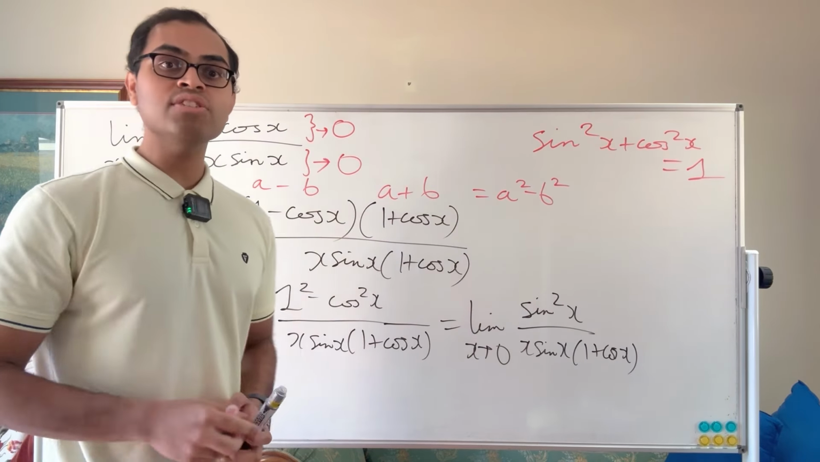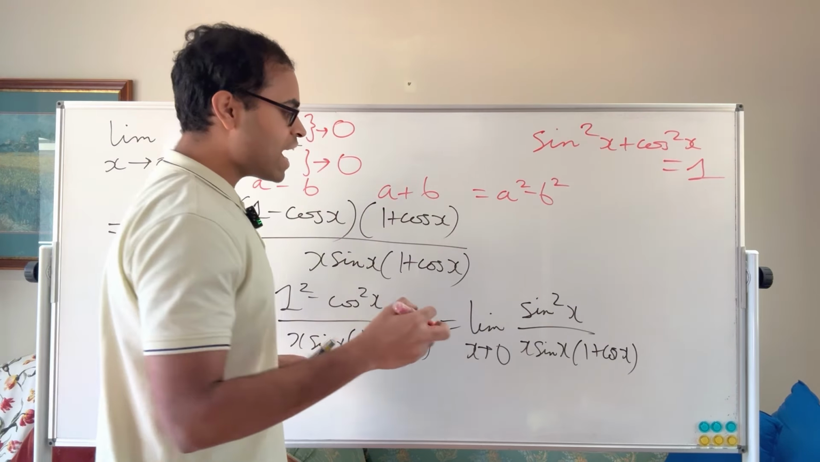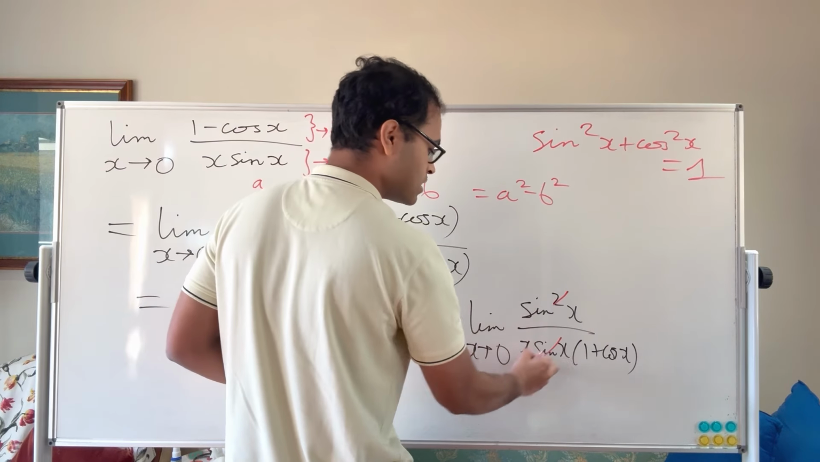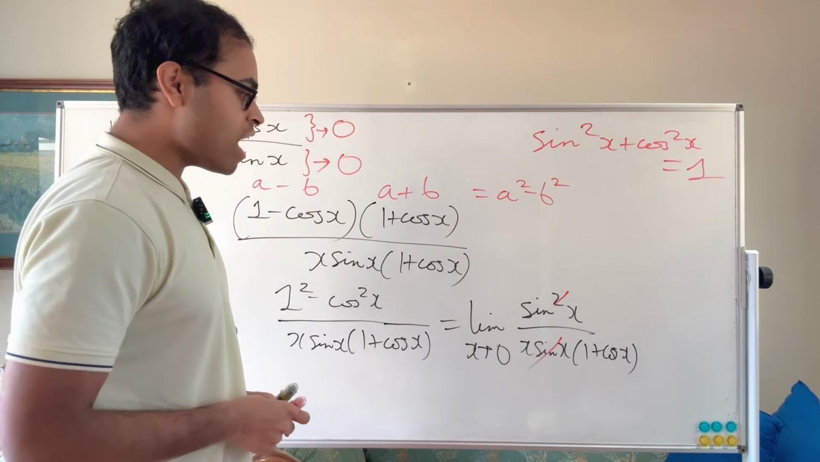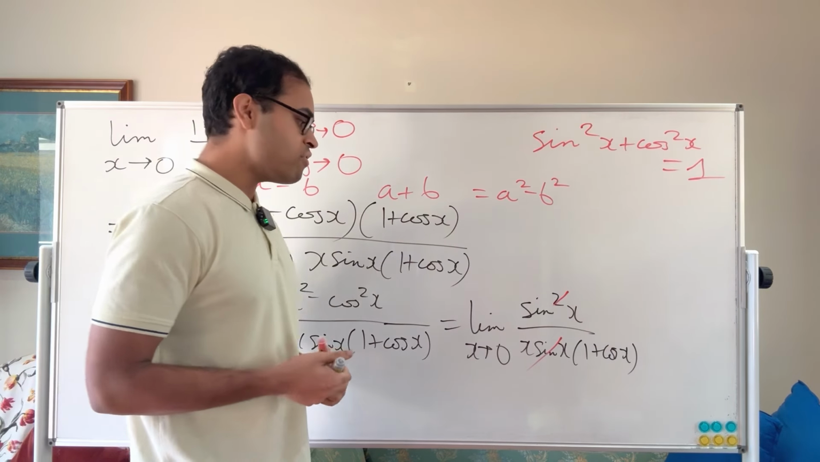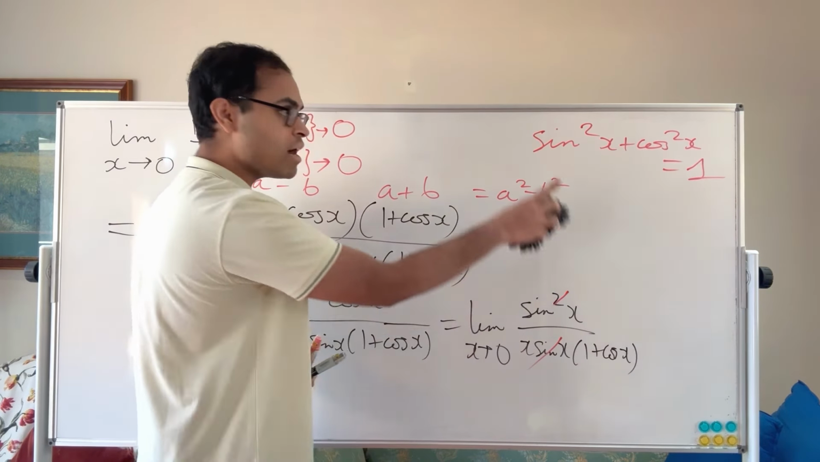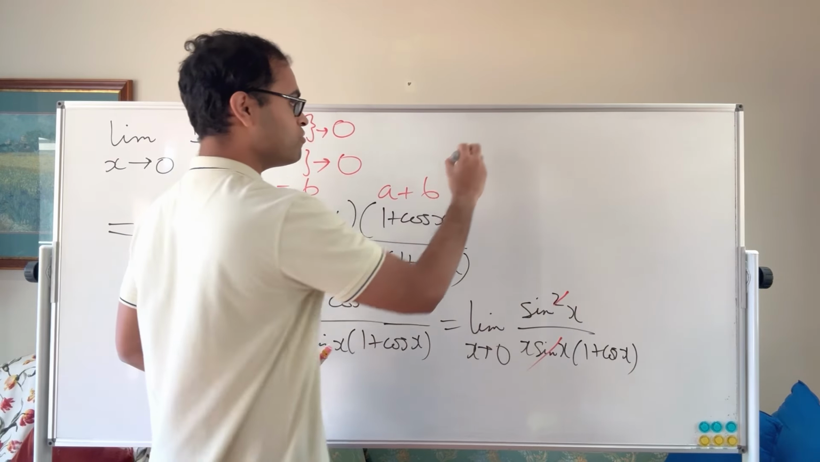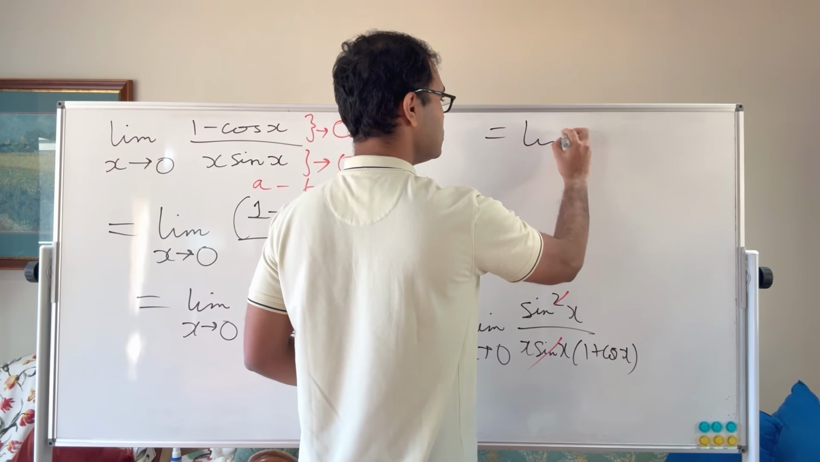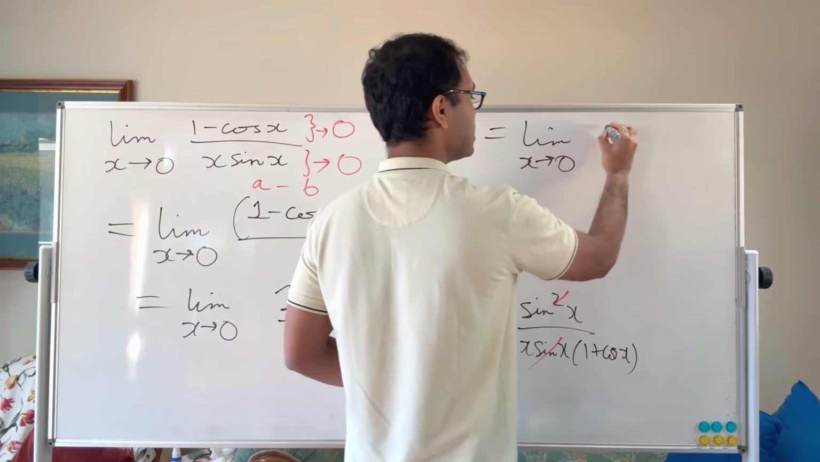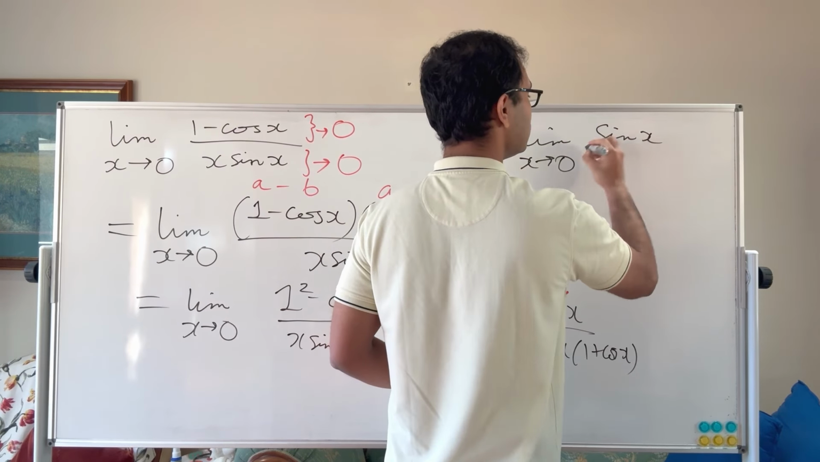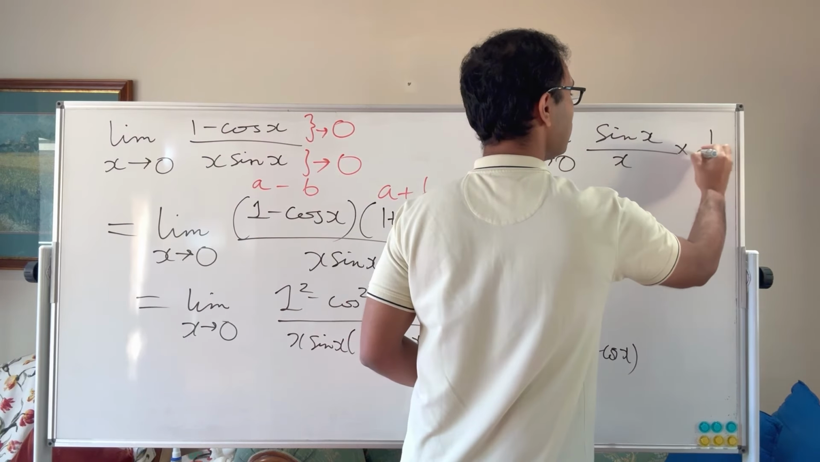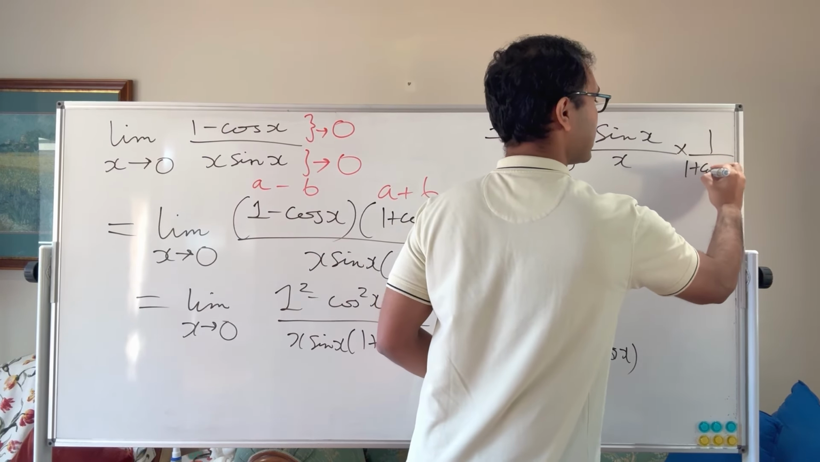So here we've gotten this far. Now what we can do is cancel off sine squared x by sine x. We can cancel it off, and we're now in a very good situation. I'm going to write it out on the top of the board. We're now reduced to the limit as x goes to 0 of sine x over x times 1 over 1 plus cosine x.